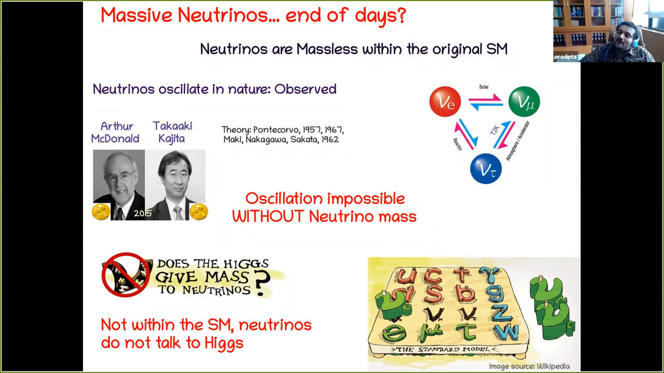So not only is neutrino mass a burning proof of physics beyond the standard model, the neutrino mass generation mechanism is clearly beyond the standard model. And in 2025, these are the gentlemen who were awarded the Nobel Prize for the experimental discovery of neutrino oscillation. But surprisingly, the theory was formulated long, long back. It was formulated in 1957 by Bruno Pontecorvo, and later it was supported or augmented by Maki, Nakagawa, and Sakata.